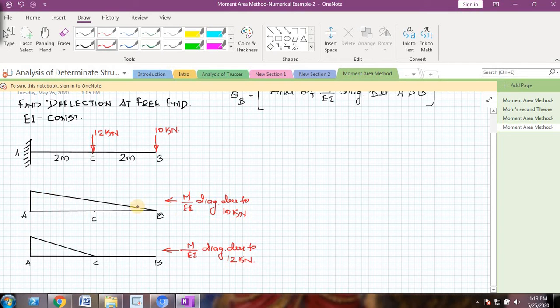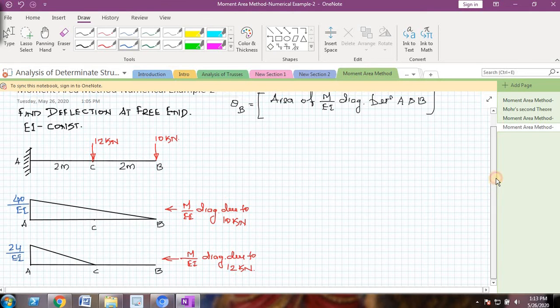Here the first diagram represents the M by EI diagram due to this 10 kilonewton, which is acting at the free end, and the second represents the M by EI diagram due to this 12 kilonewton, which is acting at point C. Due to 10 kilonewton it will be 10 into 4, that's why it will be 40 kilonewton meter, that is M, and divided by EI, that is 40 by EI. Because of this 12, it will be 12 into 2, that's 24 moment, divided by EI. So the first diagram is the M by EI diagram due to 10 kilonewton, and the second is due to the 12 kilonewton.